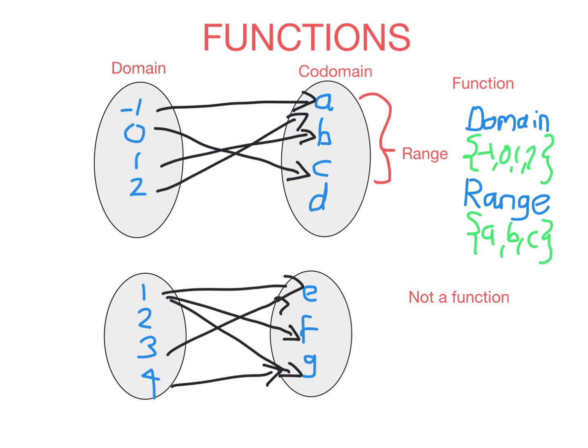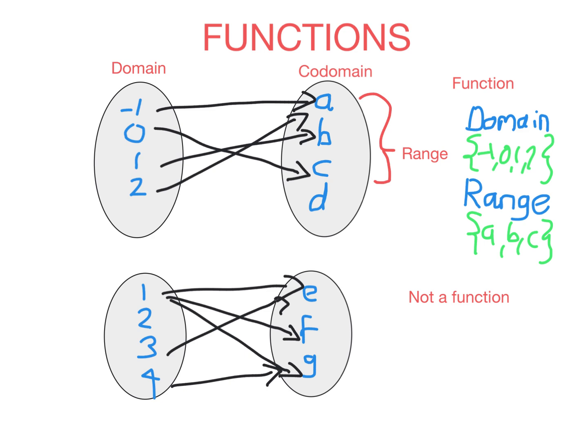So we're interested in when a map constitutes a function. A function is a special type of map in which each element of the domain is mapped to only one element in the codomain. That's why this is a function and this is not. This map is not a function because one is mapped to multiple elements in the codomain.